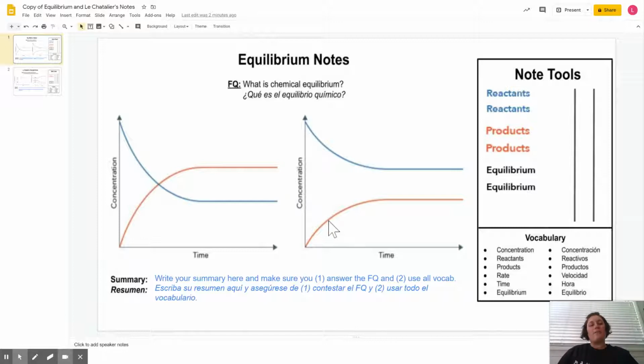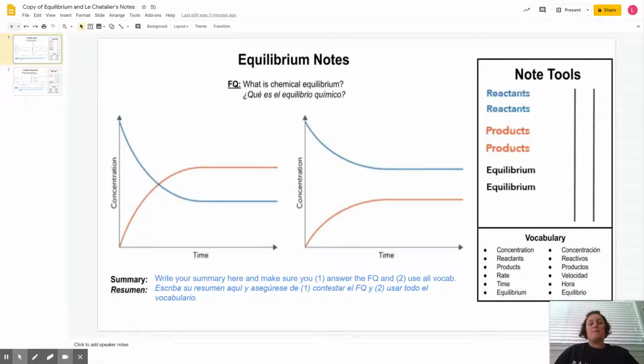Now here we have two graphs, and we're going to be adding a few labels to them by taking these pieces over here in the note tools and adding them to the graph. I'm going to do this first graph here with you, and then you're going to do the second graph here. Okay, so again, if you don't have your notes open, I suggest you take the time to pause the video now and go open these notes.